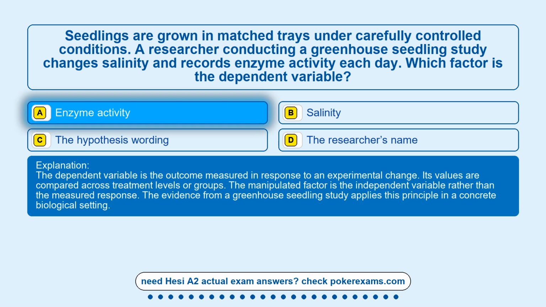The dependent variable is the outcome measured in response to an experimental change. Its values are compared across treatment levels or groups. The manipulated factor is the independent variable rather than the measured response. The evidence from a greenhouse seedling study applies this principle in a concrete biological setting.